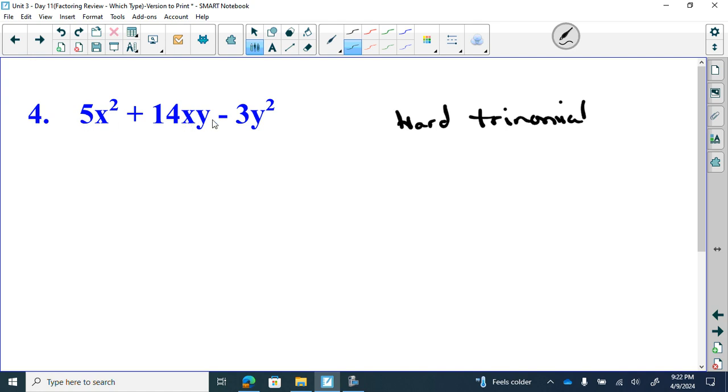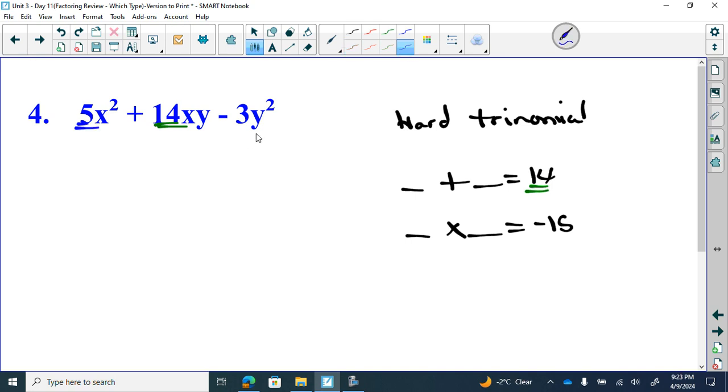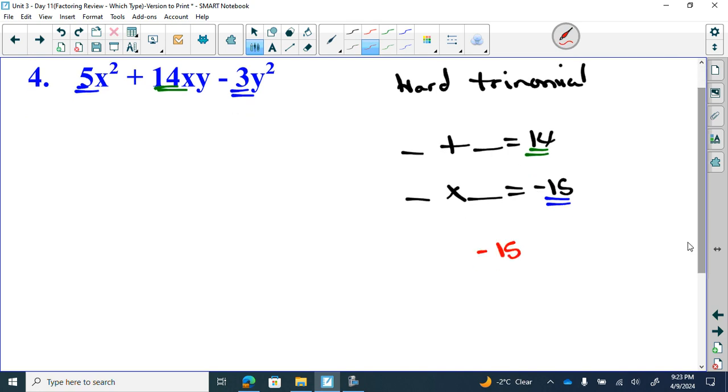5x squared plus 14xy minus 3y squared. They don't all have an x. They don't all have a y. And 5, 14, and negative 3, the only thing common to those would be 1. So I need to look for two numbers that add to give that middle number, 14. And the same two numbers have to multiply to give negative 15. Where am I getting the negative 15 from? 5 times negative 3. Okay, what multiplies to give negative 15?